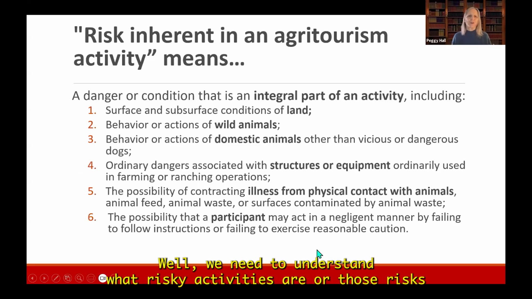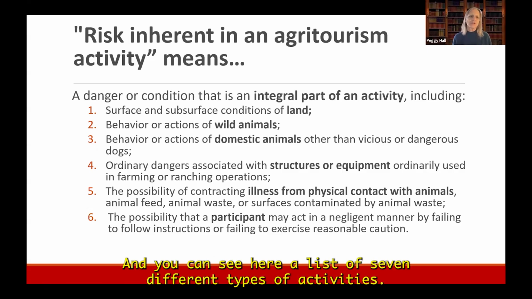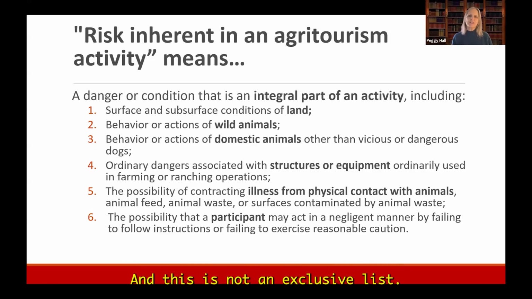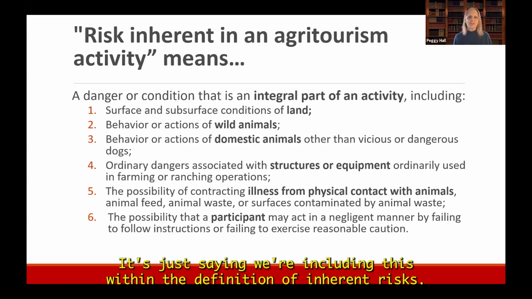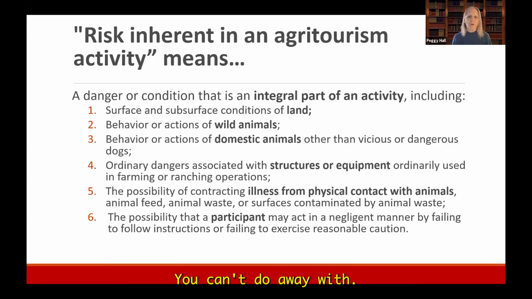Well, we need to understand what risky activities are, or those risks that the law thinks are inherent to engaging in agritourism. And you can see here a list of 7 different types of activities. This is not an exclusive list. It's just saying we're including this within the definition of inherent risks. And these are dangers that are just part of that activity that you can't remove, you can't do away with.